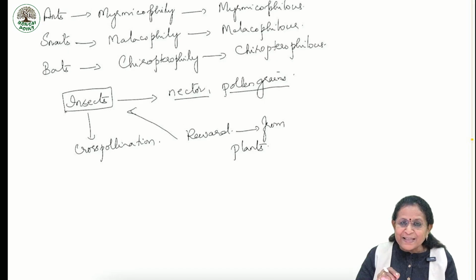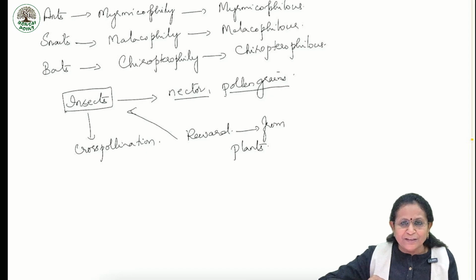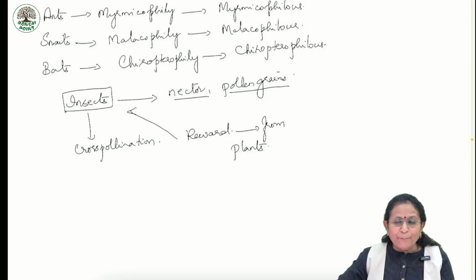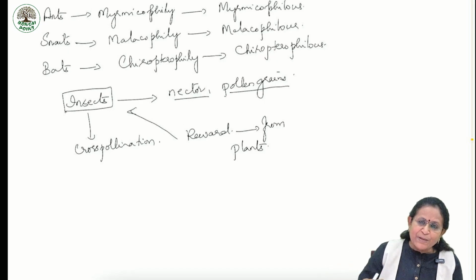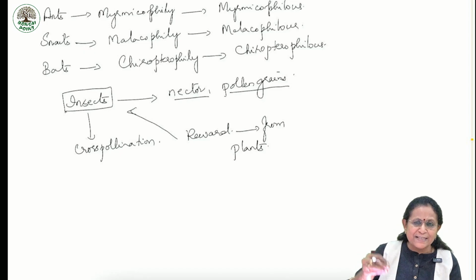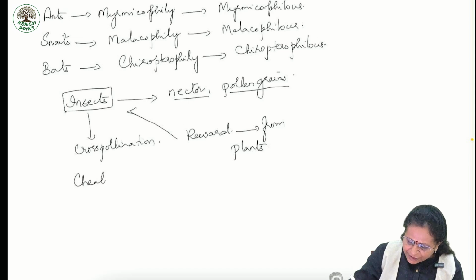Now, there are some cases wherein the insects or animals visit the flower to suck the nectar and eat the pollen grains, but they never help in pollination. Those animals which visit the flower just to take the reward, eating the pollen grains and sucking the nectar but not helping in pollination, are considered to be cheaters. Example, yucca.